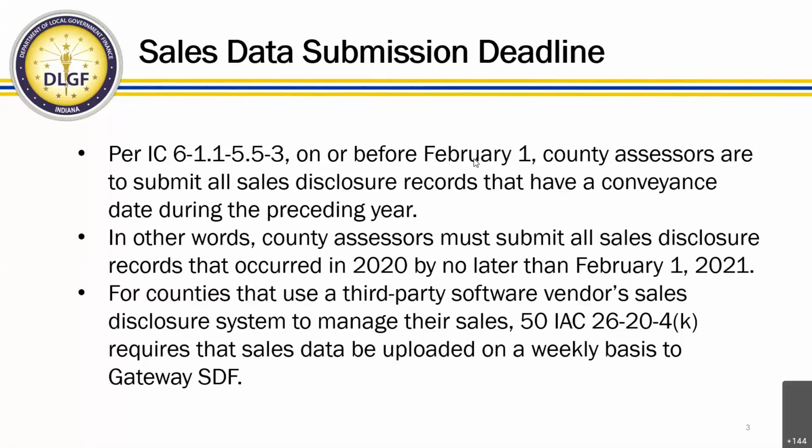If there is just one date to take away from today's webinar, one date to drill into your minds, it would be February 1st. Indiana code requires that on or before February 1st, county assessors shall submit all sales disclosure records that have a conveyance date during the preceding year. Saying that differently, county assessors must submit all sales disclosure records that occurred in 2020 by no later than February 1st, 2021. And just as a heads up, I believe February 1st, 2021 is a Monday next year.